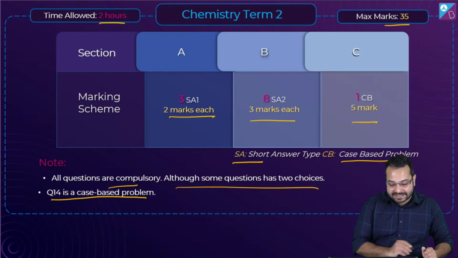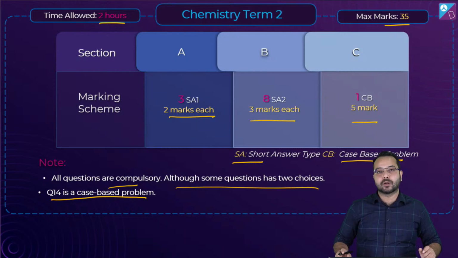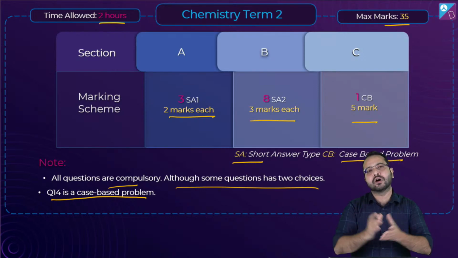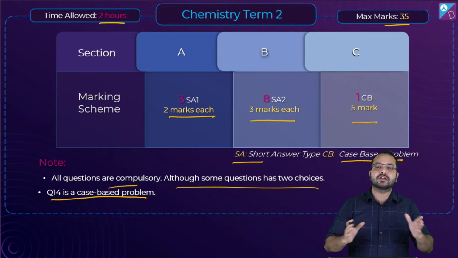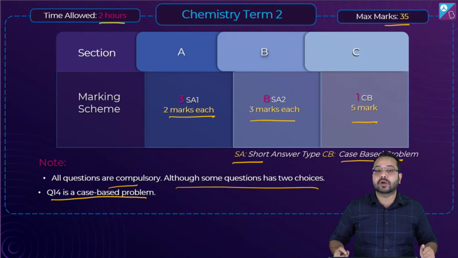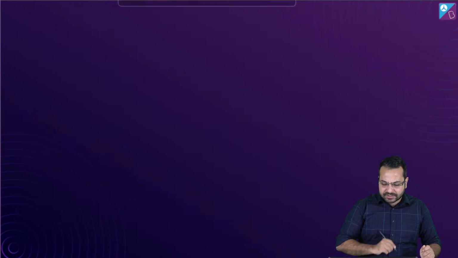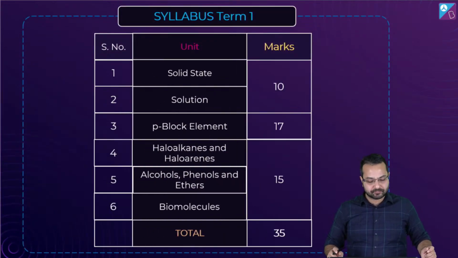Question 14, as I said, is going to be a case-based problem. They're going to give you a case, a situation, a comprehension, and based on that, you'll have to answer questions. That is the pattern for chemistry term 2. Is that right, guys?